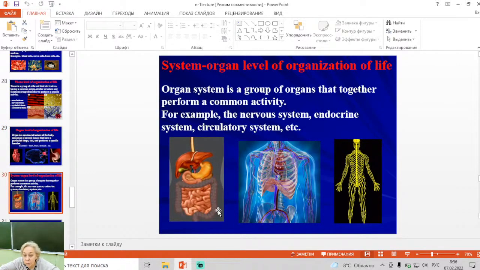Next level, organ system level of organization of life. An organ system is a group of organs that together perform a common activity. For example, the nervous system, endocrine system, circulatory system. On this slide you see the digestive system, circulatory system, nervous system.